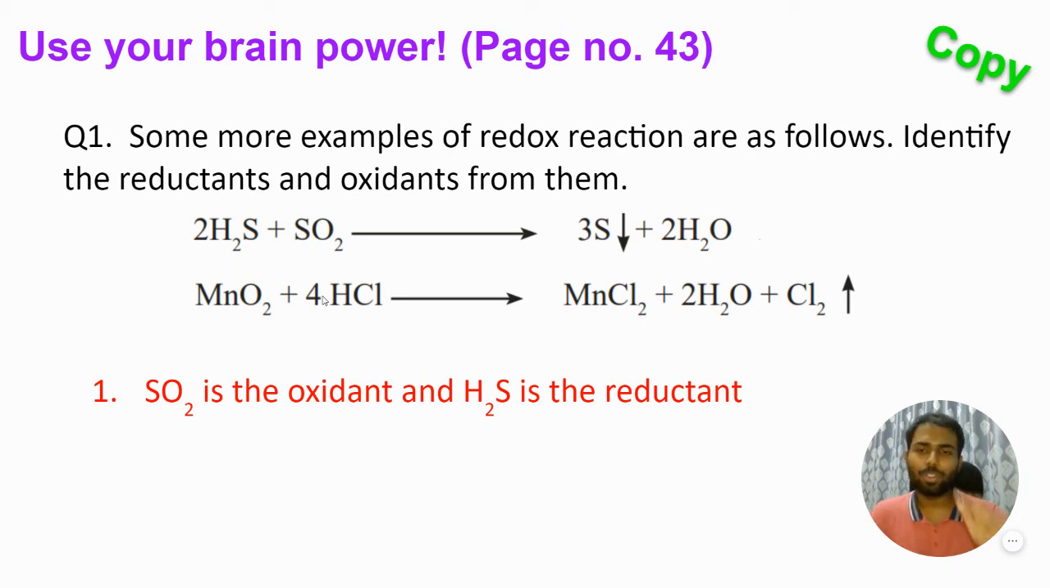Okay, I hope you paused the video and analyzed that second equation, and you know which is the oxidant and which is the reductant. Now let us analyze together, okay? So MnO2, which is manganese dioxide. So MnO2 is becoming MnCl2.